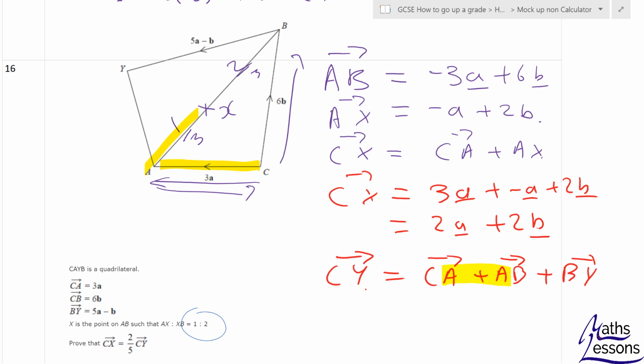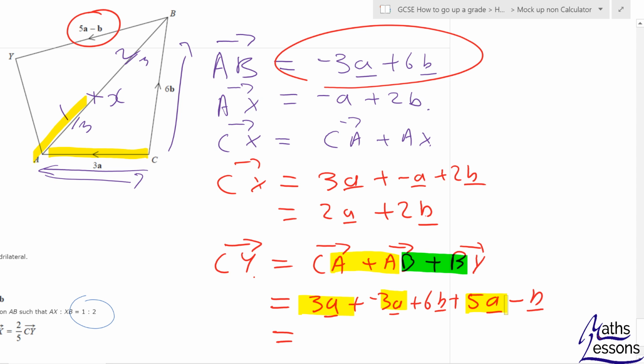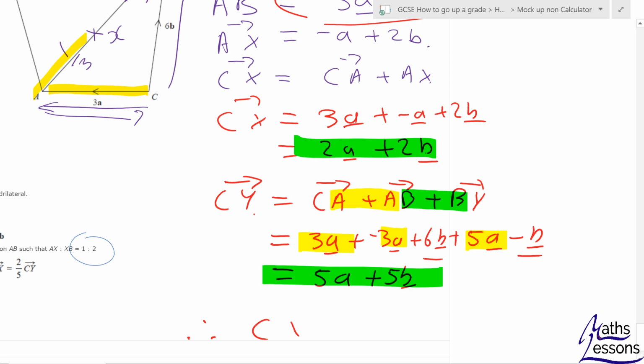So let's combine those all together. We combine all our A's: 3A minus 3A is nothing, plus 5A is 5A. And then I've got 6B minus B, which gives me 5B. So we can see straight away that CY is 5A plus 5B, and CX is 2A plus 2B. Therefore CX will equal 2/5 CY.